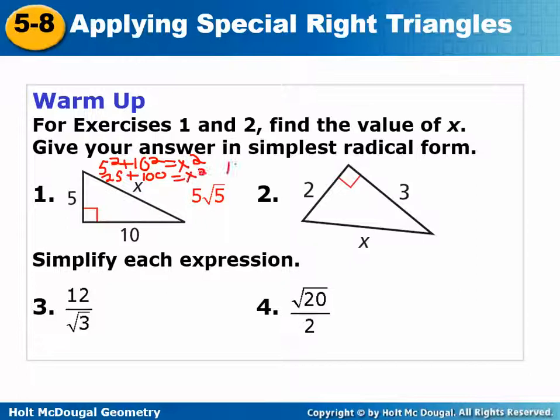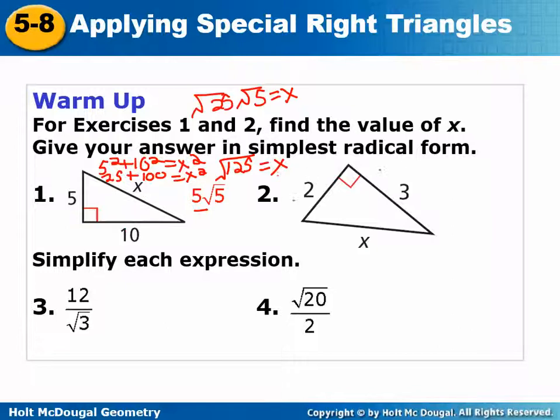Now you get 125, but it doesn't say to leave it as the square root of 125. It says to leave it in simplest radical form. So let's see. 25 times 5 is equal to 125. So if I write it this way, the square root of 25 is 5, and I leave the square root of 5 as the square root of 5. So 5, 10, and 5 square root of 5 would be the missing side.